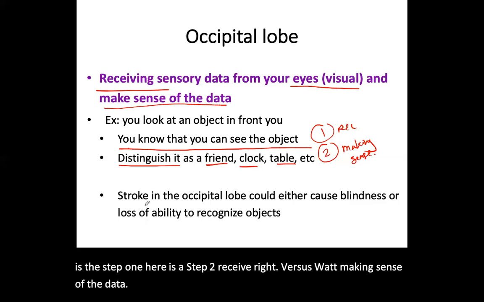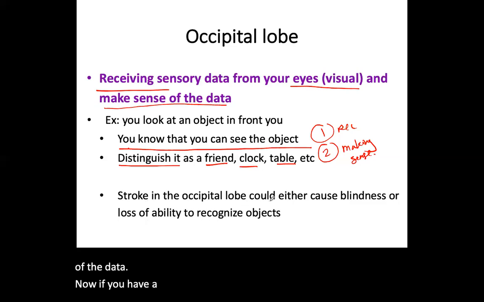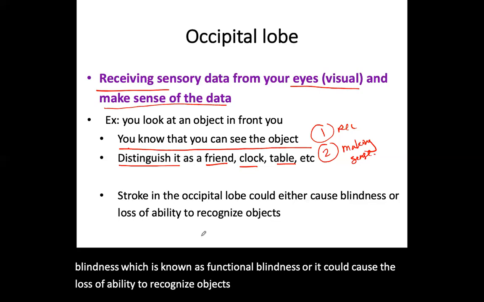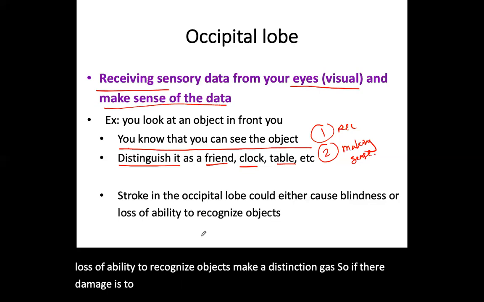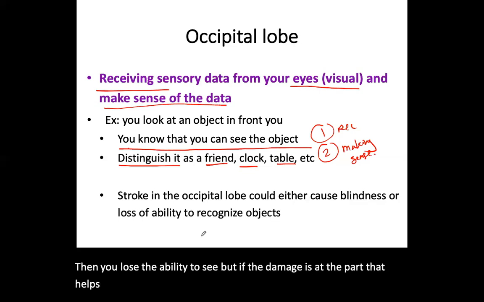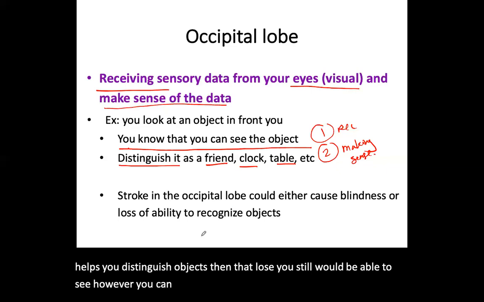Now, if you have a stroke in the occipital lobe, it could either cause blindness, which is known as functional blindness, or it could cause the loss of ability to recognize objects. Make a distinction, guys. If the damage is to the area that receives data, then you lose the ability to see. But if the damage is at a part that helps you distinguish objects, then you still would be able to see, however, you can't tell what you're actually seeing.